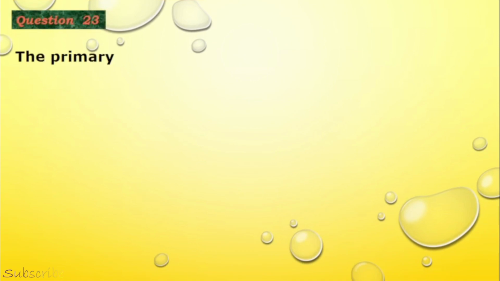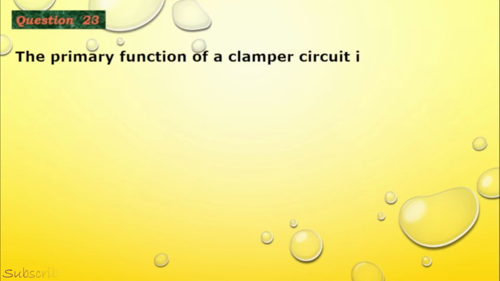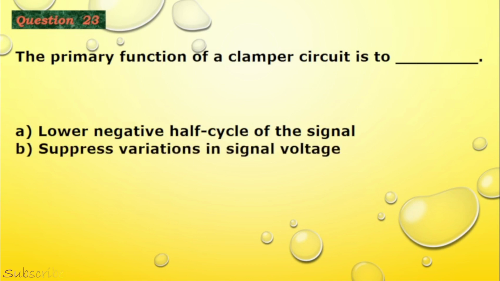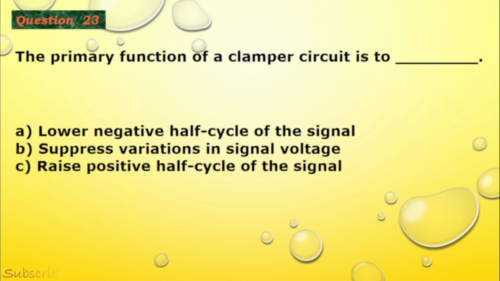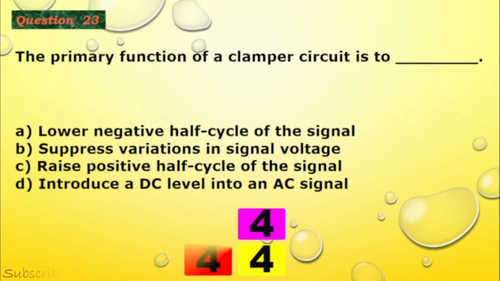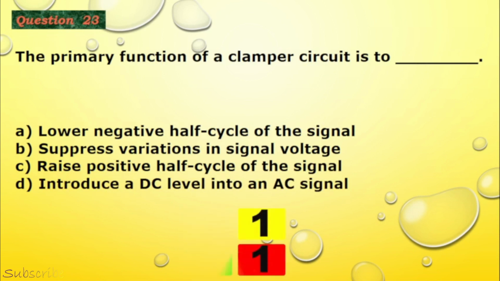Question number 23. The primary function of a clamper circuit is to blank. A. Lower negative half cycle of the signal. B. Suppress variations in signal voltage. C. Raise positive half cycle of the signal. D. Introduce a DC level into an AC signal. The correct answer is letter D, introduce a DC level into an AC signal.